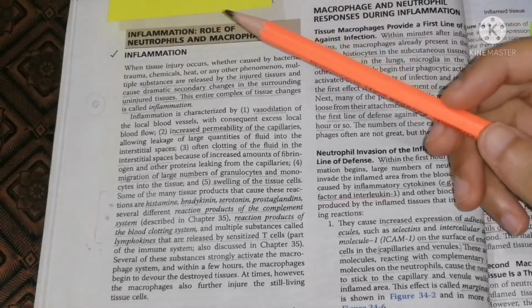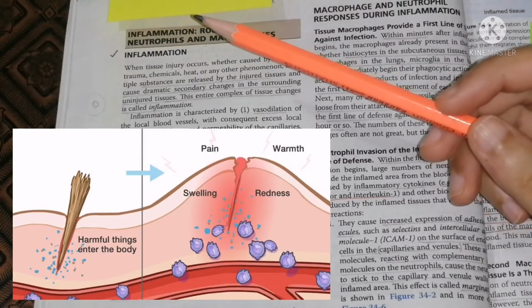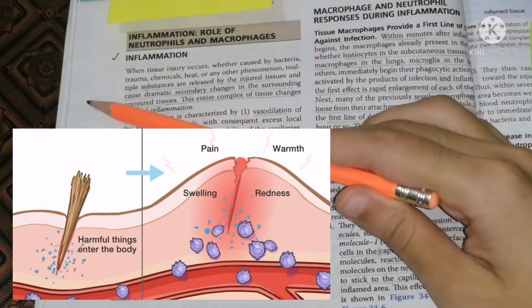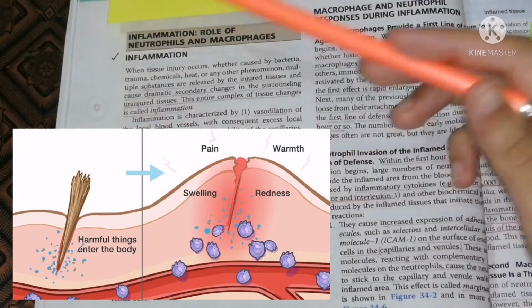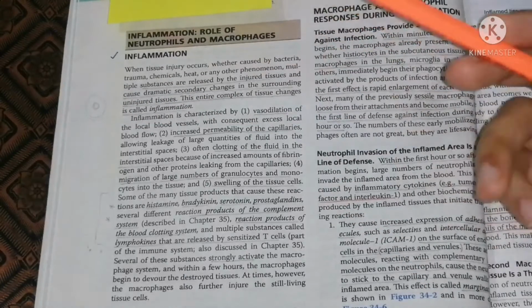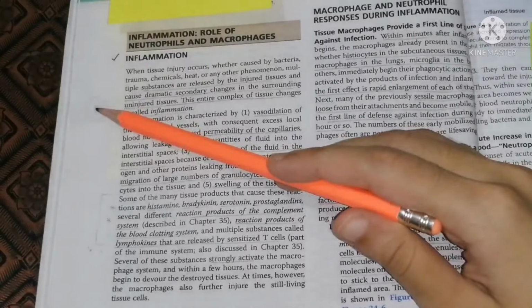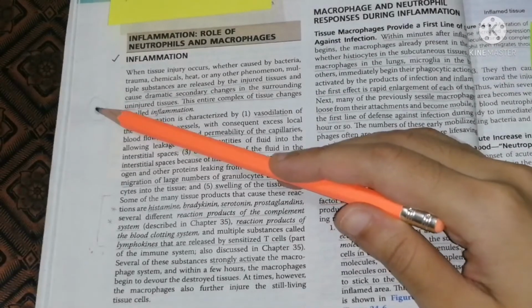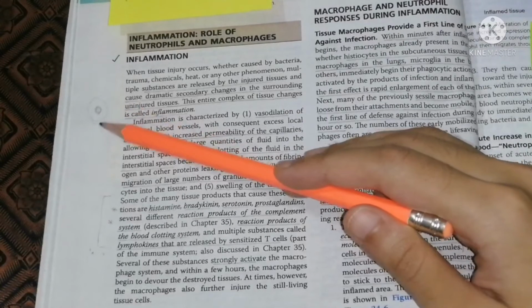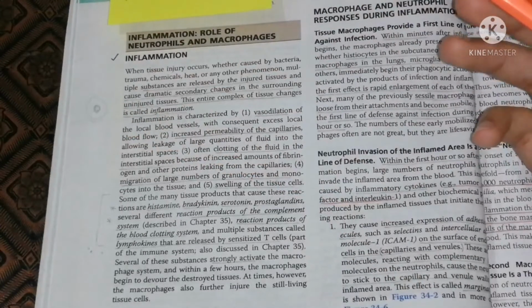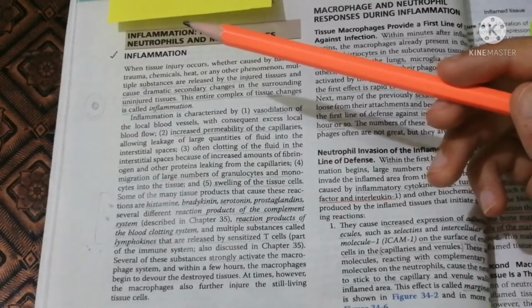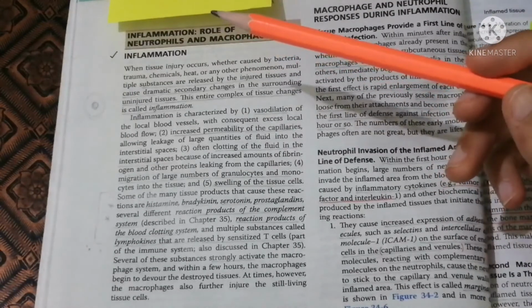Inflammation basically means the dramatic secondary changes taking place in surrounding uninjured tissues due to substances released by the injured tissue. So if this is the injured tissue, the substances released by this tissue will cause effects in the surrounding tissue, resulting in inflammation. Tissues can be injured by bacteria, trauma, chemicals, or heat.